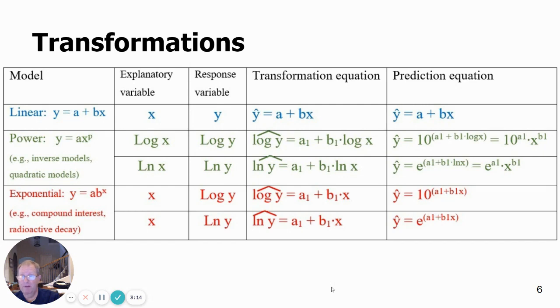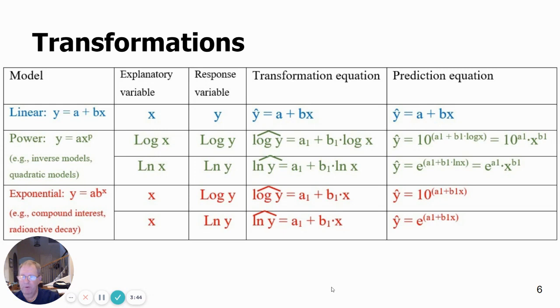In the green font, I have the power model. It's good for inverse models and the quadratic models and models that are like that. In this model, you take the log of both the x and y variables, and that's what you plot in your scatter plot. Then I have the transformed equation that you would write out from your computer output. And then using the principles of logarithms and exponents, you'll get to this prediction equation right there.